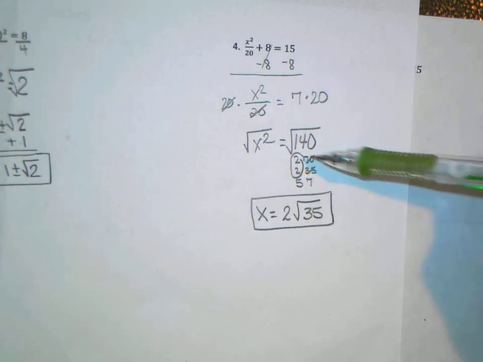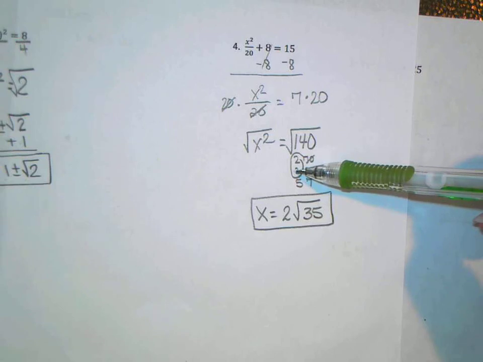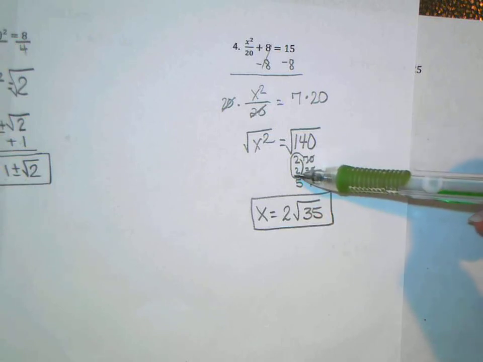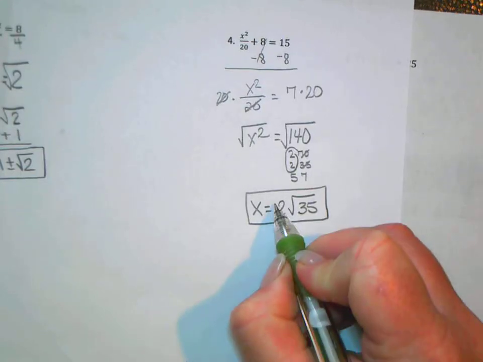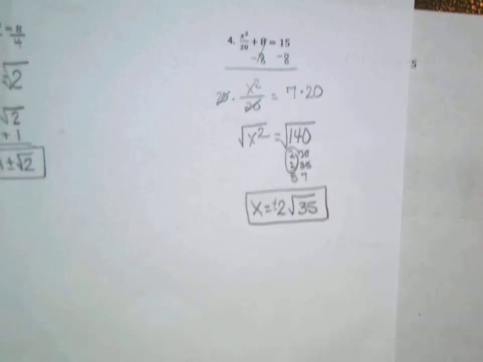So, I broke this down: 2 times 70, 2 times 35, so when it was all said and done, 2 had a pair, the 5 and the 7 didn't. So it left you with, oh, did anybody notice? I have to do a positive or negative. So it's positive or negative 2 times the square root of 35, and that's your final answer.